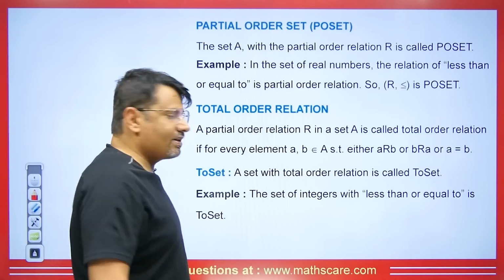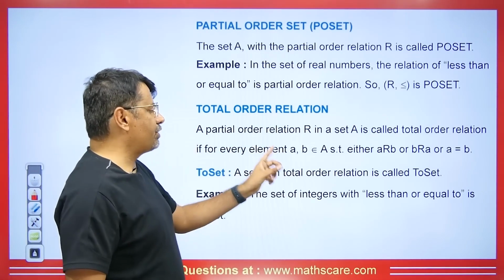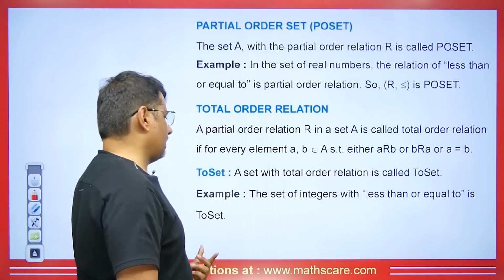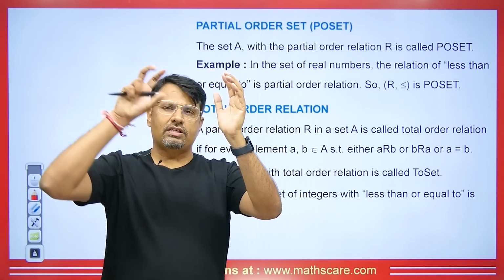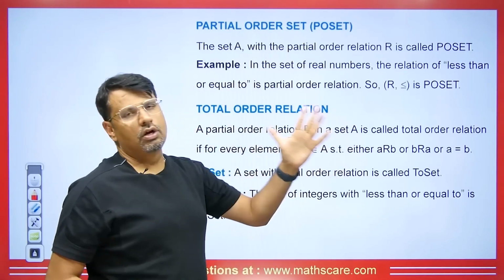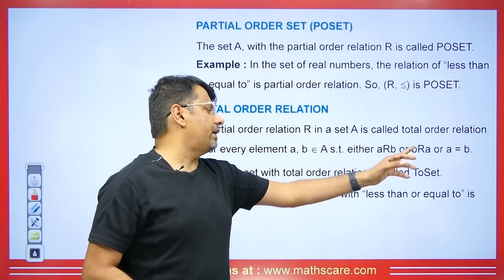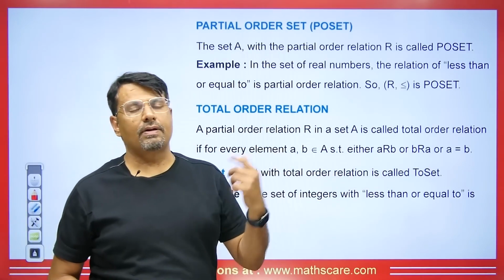We will try to understand it with an example. A set with a total order relation is called a TOSET. That means whatever set we have, it will have an operation with it and all the elements connect with each other, and that will become a TOSET. For example, the set of integers with less than or equal to is a TOSET. So this is what a TOSET is.